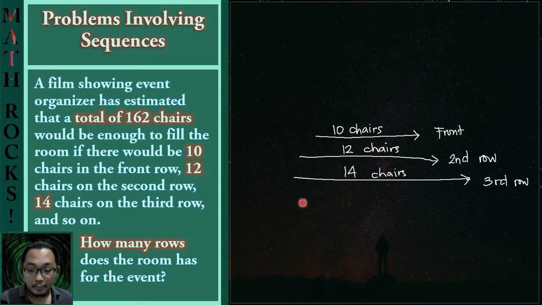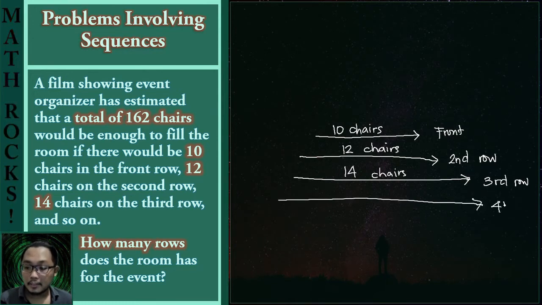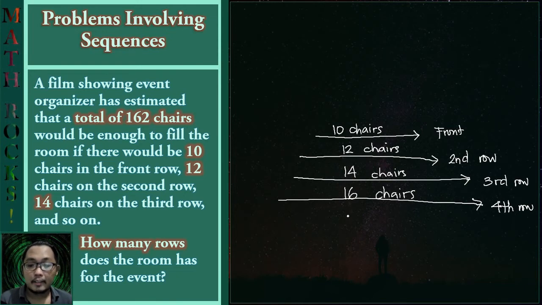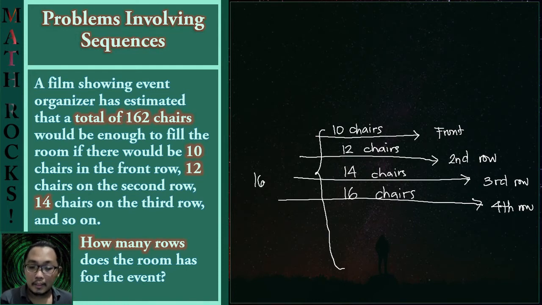So that means if we continue with our illustration, the fourth row contains a total of 16 chairs, followed by the fifth row having 18 chairs, the sixth row having 20 chairs. And here in the problem, we are being asked how many rows there would be if we have placed all the 162 chairs given such pattern. So that means there would be a total of 162 chairs.